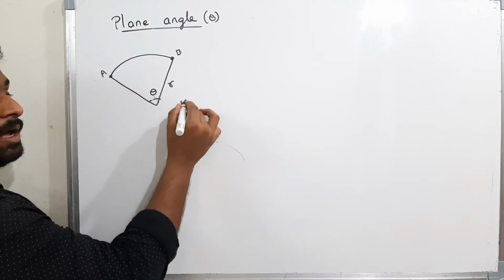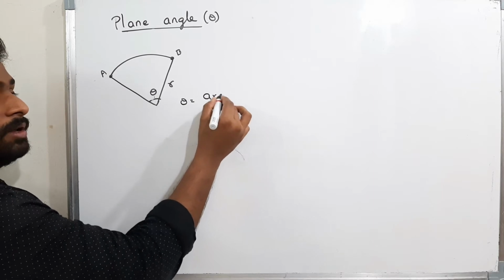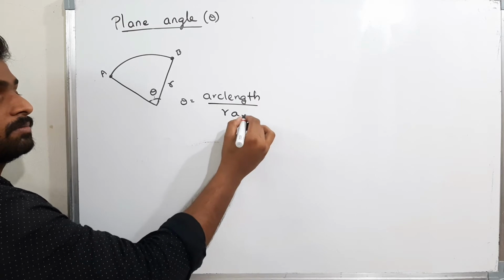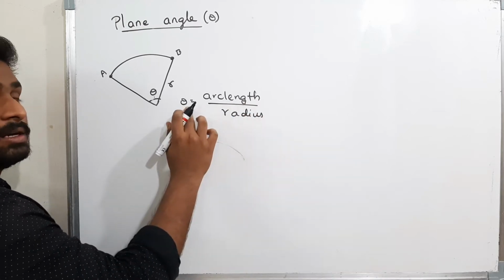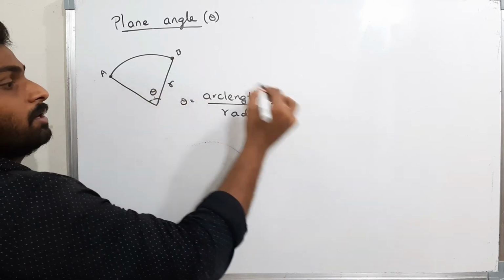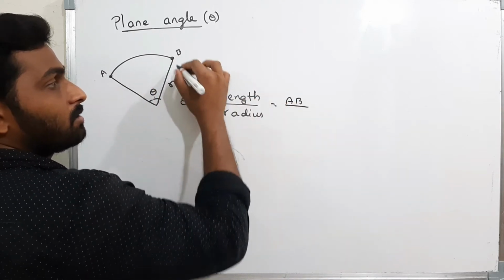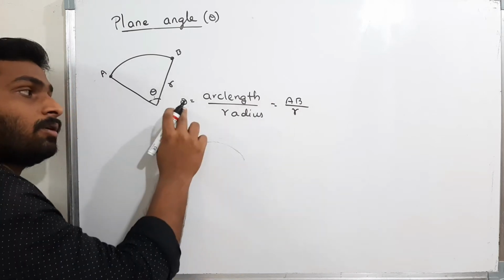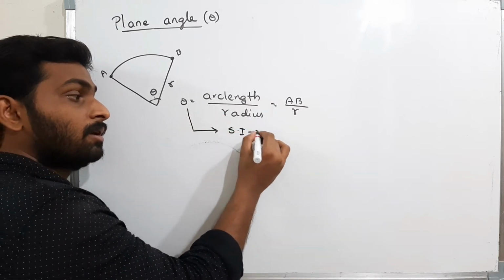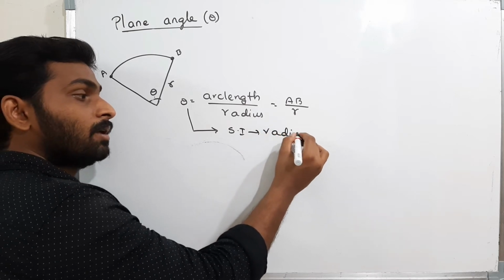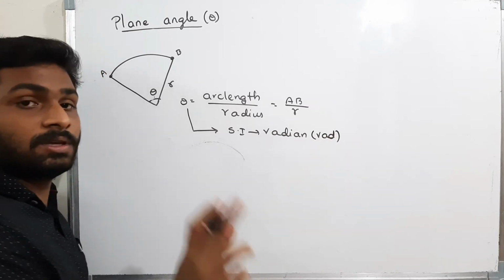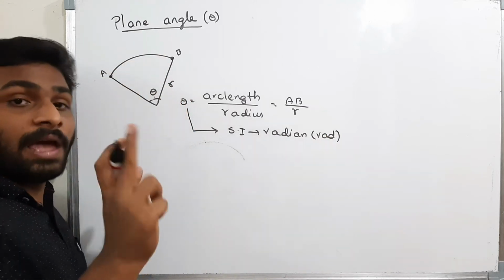Therefore, this theta, the angle, is given by the formula arc length by radius. Please remember this. The plane angle theta is given by arc length by radius. What is arc length? AB. And what is radius? That is r. Now, what is the SI unit of plane angle? The SI unit of plane angle is radian. It is not degrees. Please remember this. The SI unit of angle is not degree.